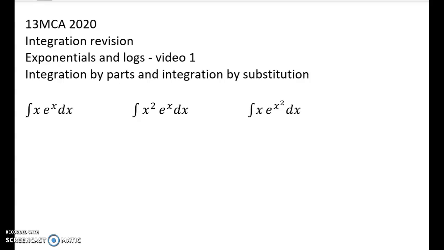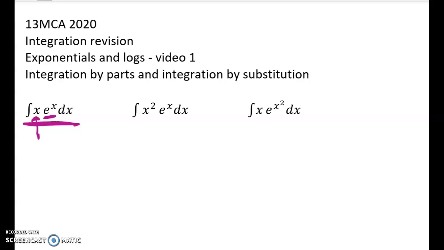Okay, so let's start looking at the first one. So when I look at that, here's what I think about. I look at the e to the power of x, and I think about what the derivative of that is, and it's e to the power of x. So this x sitting here is not going to help me. In fact, it's going to make things more complicated. This is a good candidate for integration by parts.